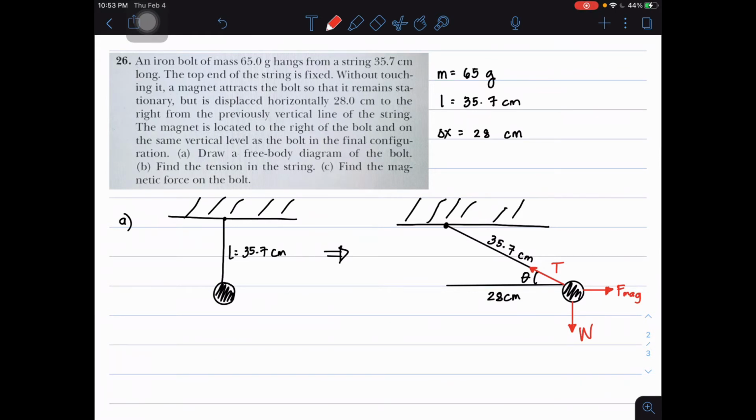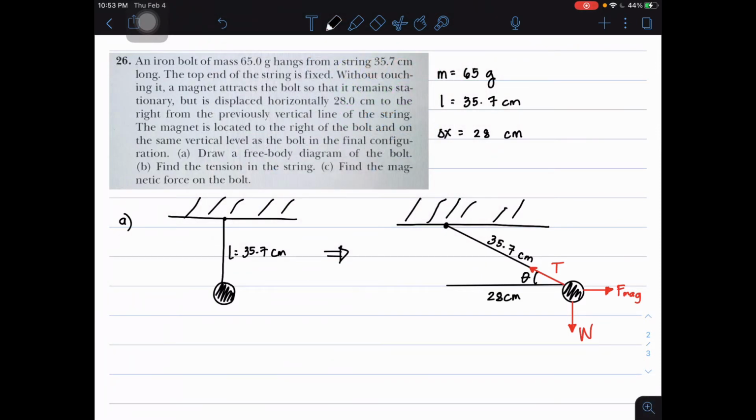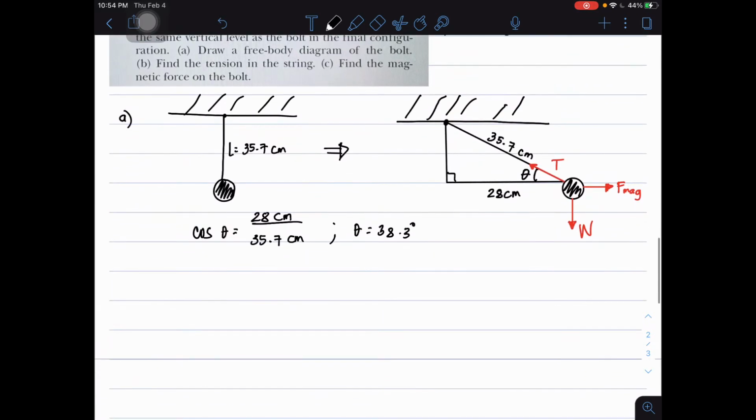We can actually solve for the angle of inclination. To solve for the angle of inclination, we're going to be using cosine theta. Cosine theta is equal to adjacent over hypotenuse. So our adjacent side would be 28 centimeters over the hypotenuse of 35.7 centimeters. Therefore, theta is equivalent to 38.3 degrees.